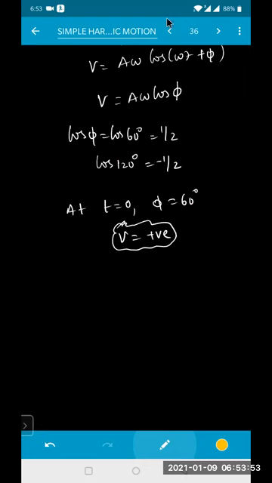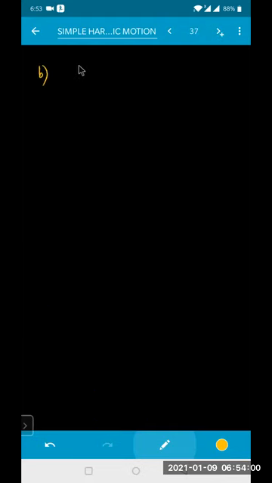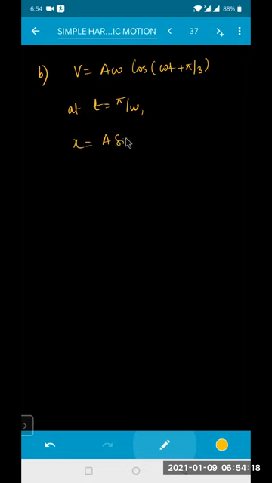So what is number B, beta? What is number B asking, velocity right now? Sir, velocity at t equals pi by 2. Now write the velocity formula. V is equal to A into omega into cos of omega t plus pi by 3. Now at the position t equals pi by omega, the x value will be equal to how much? X is equal to A into sine of omega t plus pi by 3, and the t value is pi by omega.